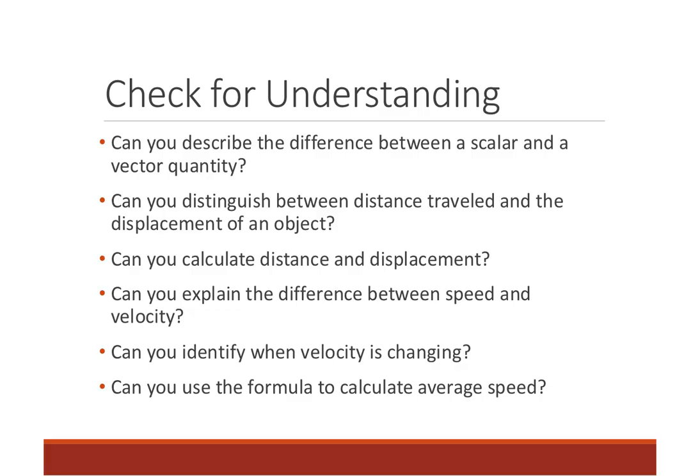Just being able to define the difference between a scalar quantity and a vector quantity, distinguishing between distance and displacement when we talk about an object's motion. Do you know how you calculate then distance and displacement if you've been given a story about how something is moving? Can you explain the difference between speed and velocity and how they're related? Can you identify what needs to change to make velocity change? And can you calculate average speed?